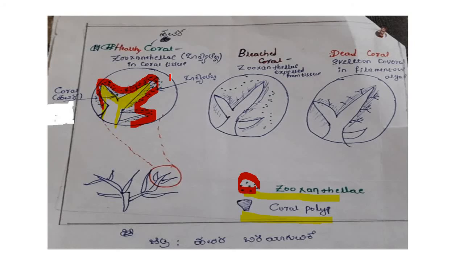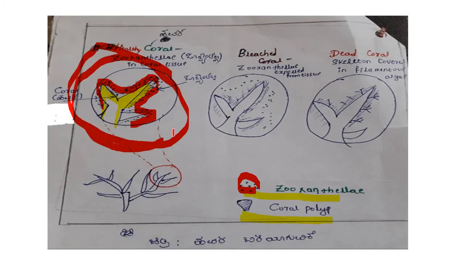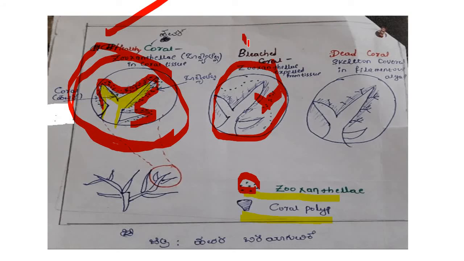In the healthy, normal condition, the zooxanthellae is attached to the coral polyp. In the unhealthy condition, not a normal condition, the zooxanthellae is detached from the coral polyp. In normal condition, zooxanthellae is attached. In the unhealthy condition, the zooxanthellae is detached. Okay, this is the main diagram.